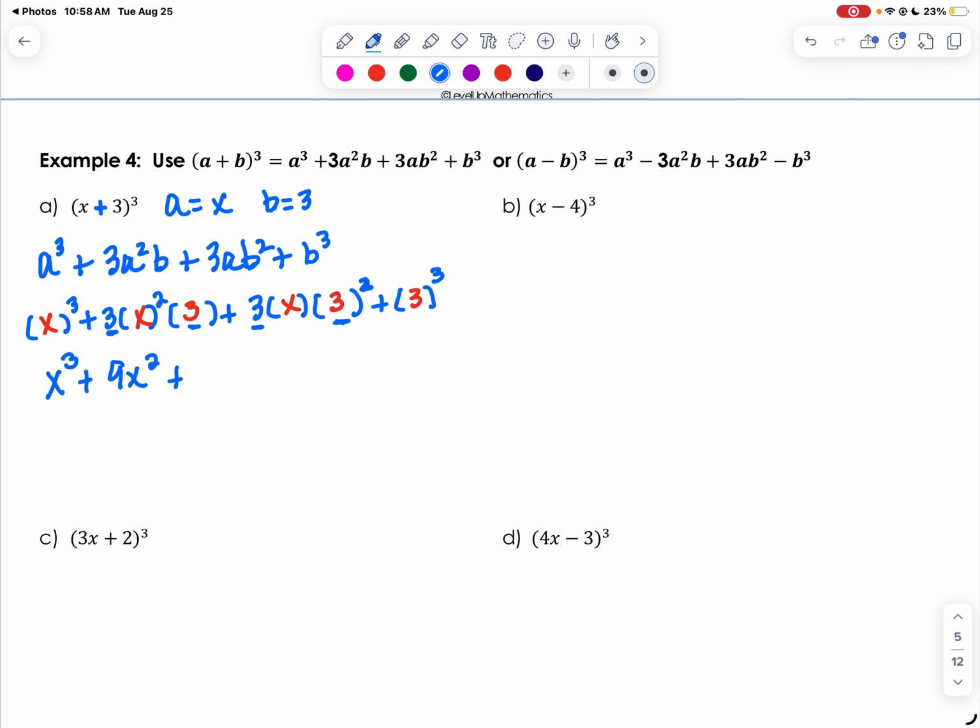And your next term, notice we have 3 times 3 squared. So that would be 3 times 9, or 27x. And then 3 to the third power would be 27.